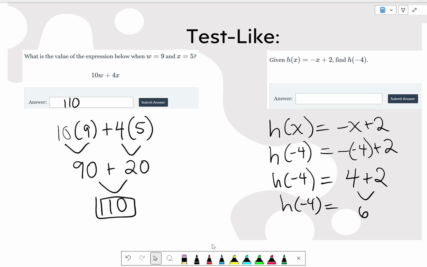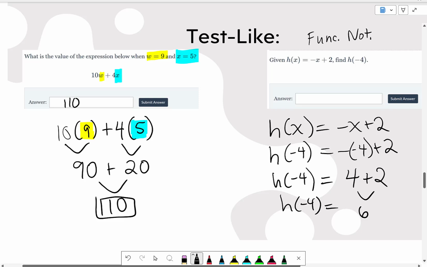All right, so for the first problem, it's 10. So if you look, W is 9. I'm going to do it in yellow. So this W became 9. X is 5. So I changed that X to 5, and then we just had to multiply. 9 times 10 is 90, 4 times 5 is 20, then we add, 110. You're going to write it in the box. Now the other one, this one uses function notation.